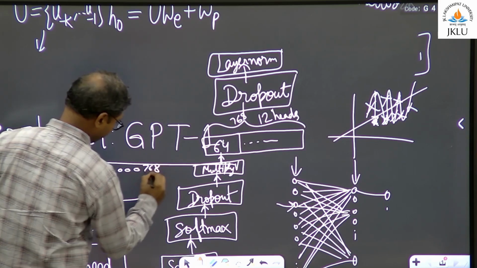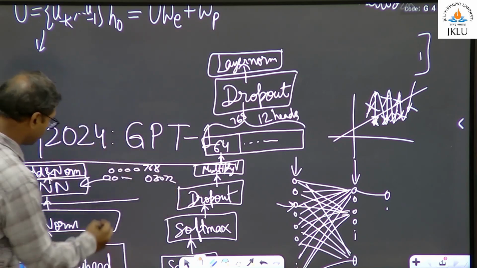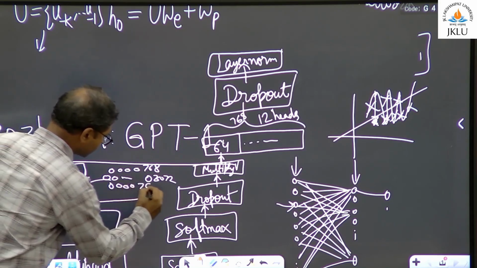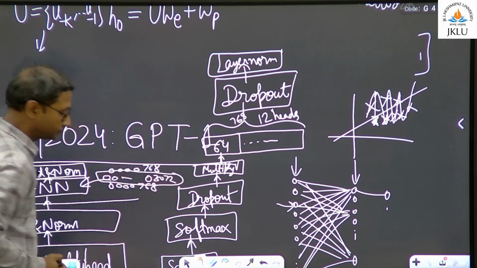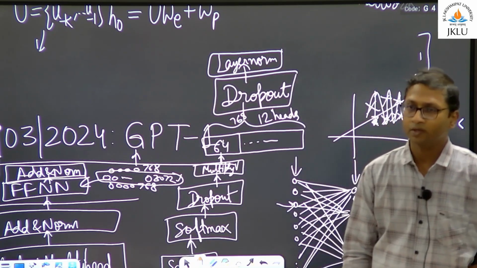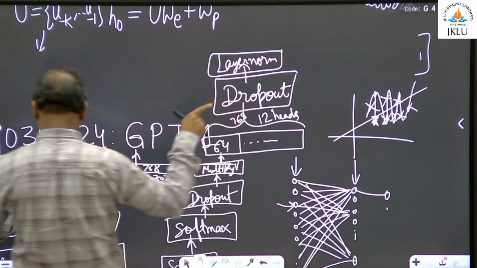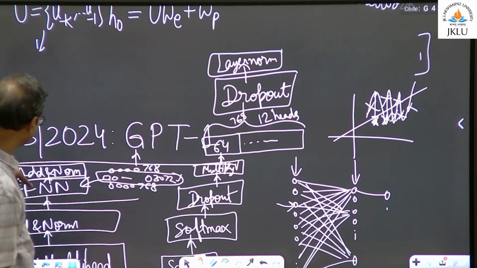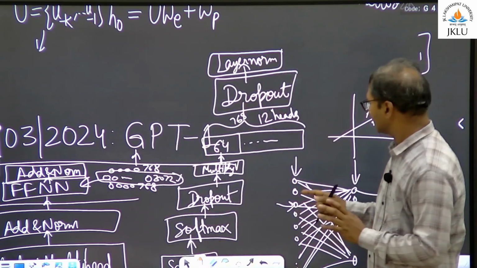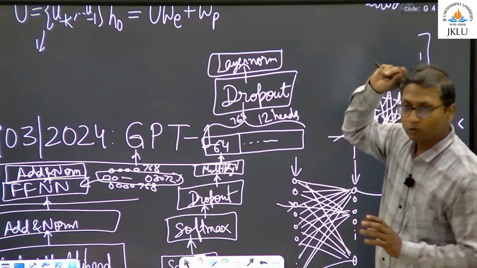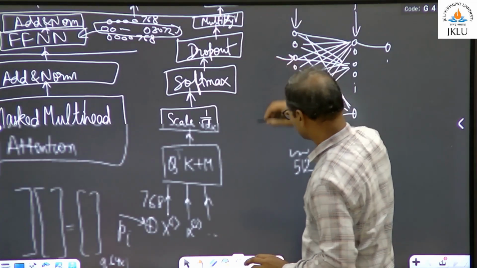So this is 768, this is 3072 for GPT 1 and this is 768 again. Now you drop out here. This is my whole thing. So once you have, this was the layer norm here, then you do feed forward neural network, then you do add and norm, and then you get the final output. So what will be the final output size? 768, right?